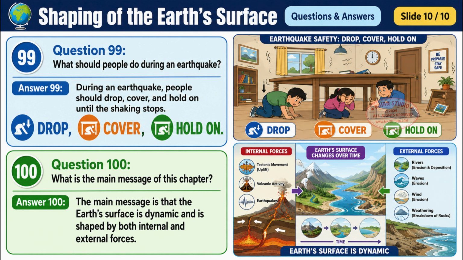Question 100. What is the main message of this chapter? Answer 100. The main message is that the Earth's surface is dynamic and is shaped by both internal and external forces.